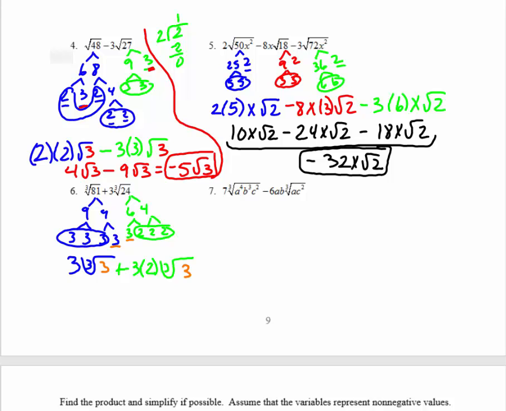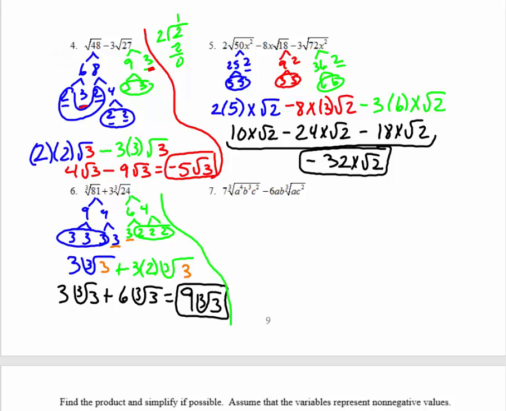Multiplying out what we can, this is just 3 cube root of 3, plus 3 times 2 is 6, and we get 6 cube root of 3. Now that we have like radicals, we can put those together, and 3 plus 6 is 9. The radical does not change. So 9 cube root of 3.